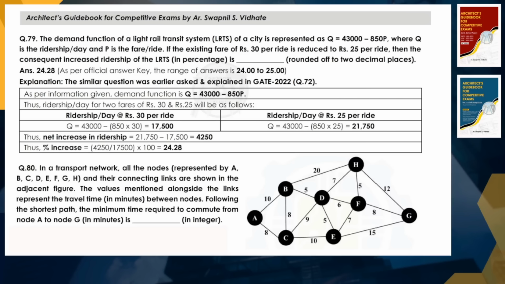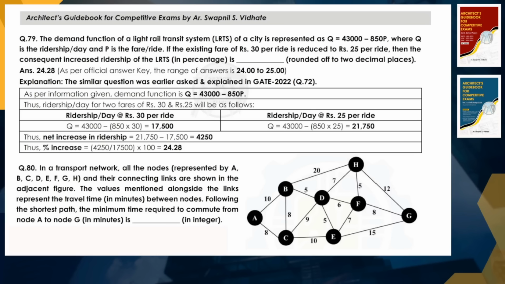Question 80, the second last question. In a transport network, all the nodes represented by A, B, C, D, E, F, G, H and their connecting links are shown in the adjacent figure. The values mentioned alongside the links represent the travel time.